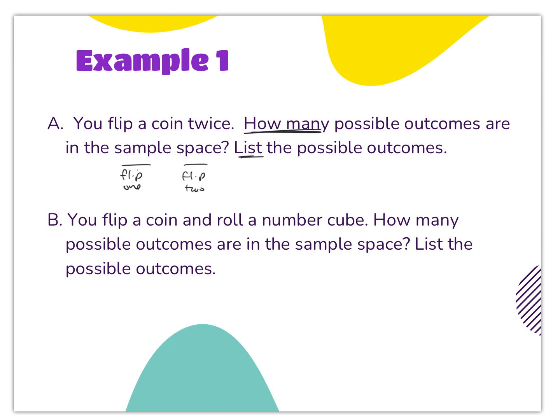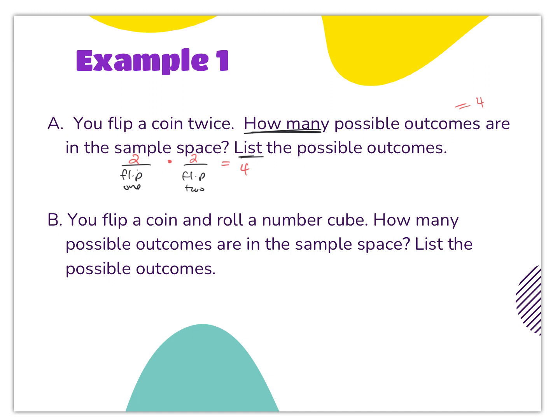For how many, it's super easy. You take each event and you say, okay, how many outcomes are in each event? When I flip the coin the first time, how many possible outcomes are there? Well, there are 2 outcomes because there's a heads or a tails. When I flip it the second time, how many possible outcomes do I have? 2 again, heads and tails. So the number of possible outcomes is the product of those. So 2 times 2 is 4. So how many possible outcomes? There's 4.